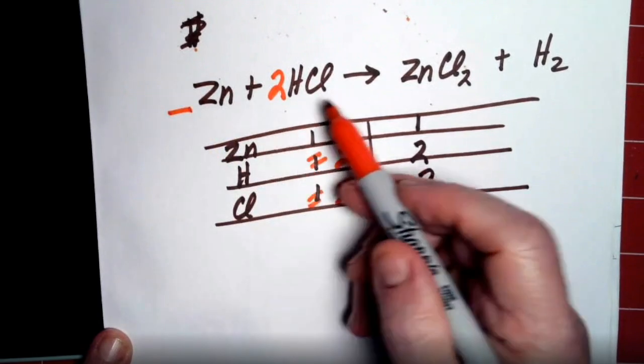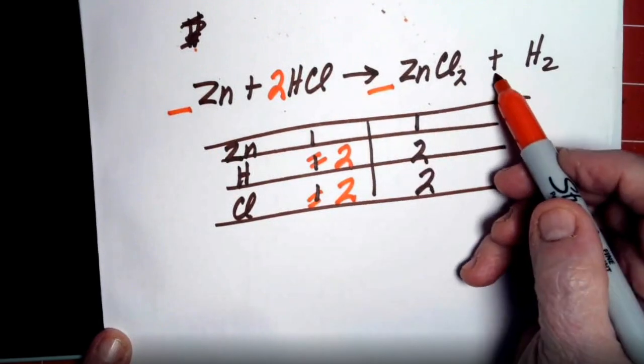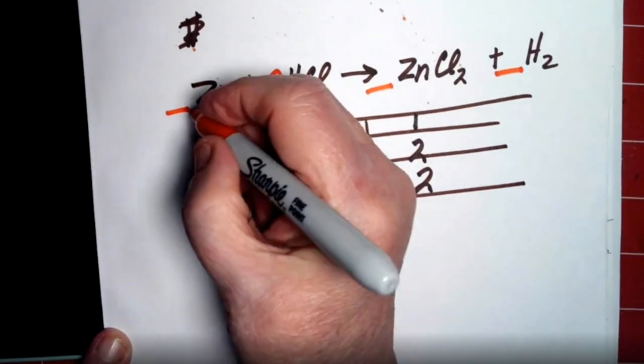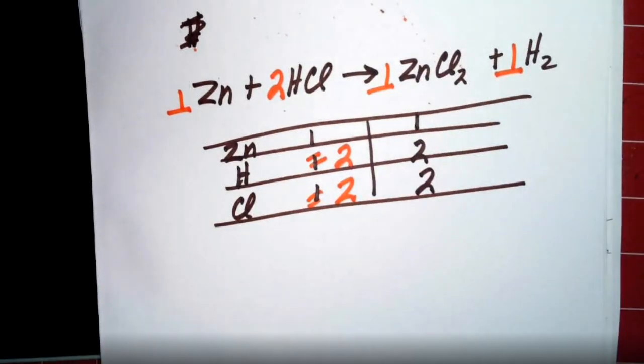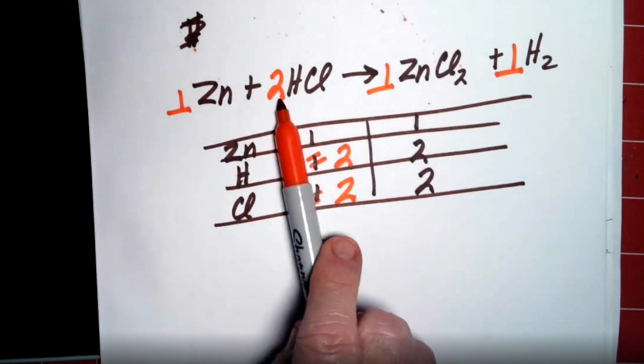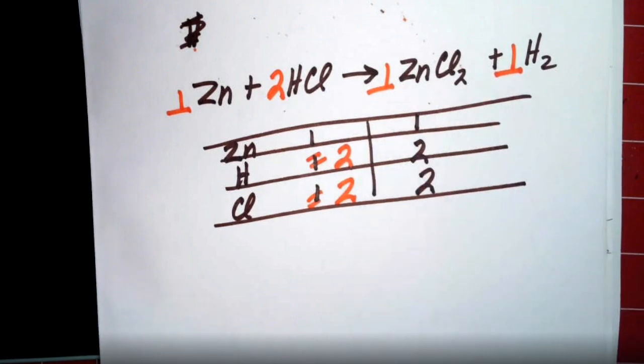It has the coefficients of 1, 2, 1, 1. This is understood. You don't have to write that in there if it's a 1. But if the question was to ask you, like on a test, what coefficients are needed to balance this equation, that's what you would put, is 1, 2, 1, 1.